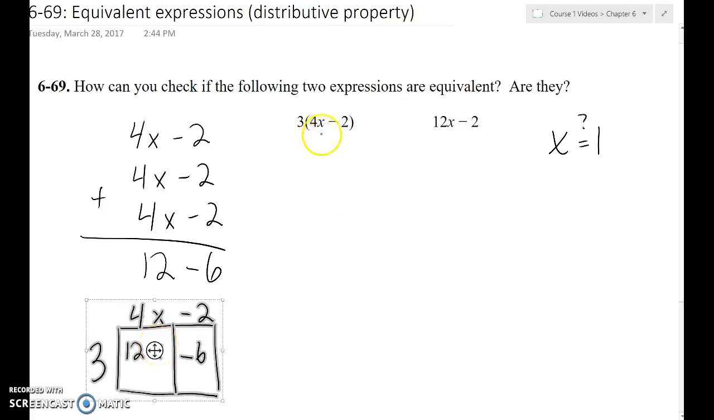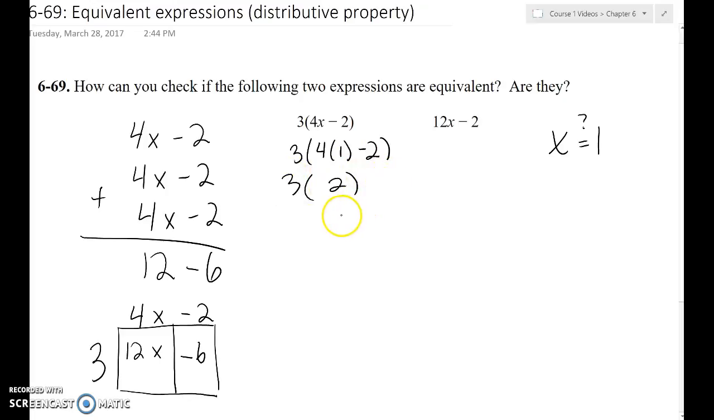If I just say x is 1, this becomes 4 1's minus 2. And then I have 3 of those, so this becomes 4 minus 2, which is 2. And 3 2's is 6. And for here, I'd have 12 1's minus 2. This becomes 12 minus 2, which is 8. I can see right from there that these are not equivalent expressions.